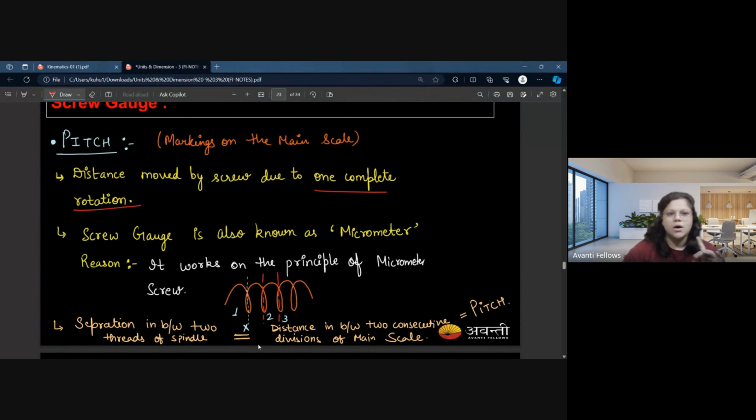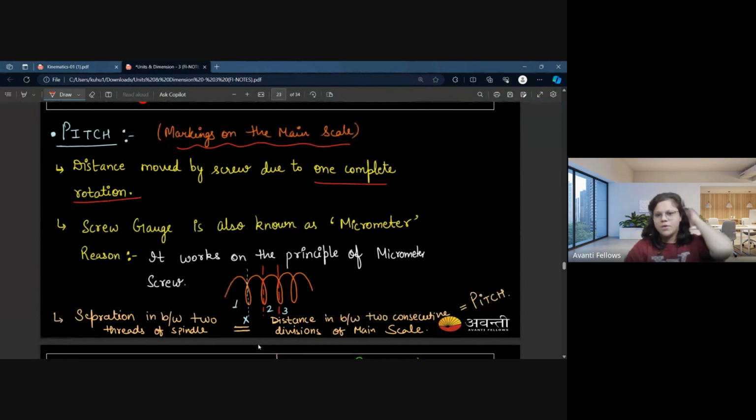So always remember, the marking on the main scale is known as pitch, and there are a few things about the pitch which are written over here. Kindly go through this slide and let me know if everything is clear to you.